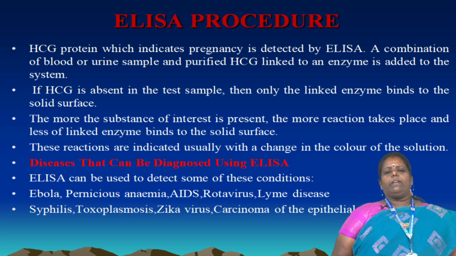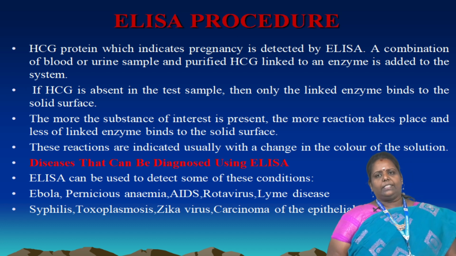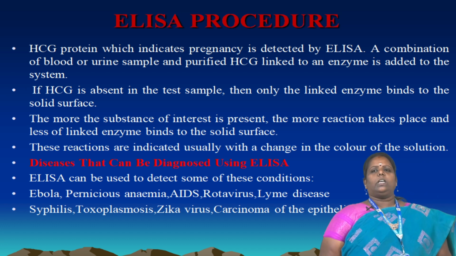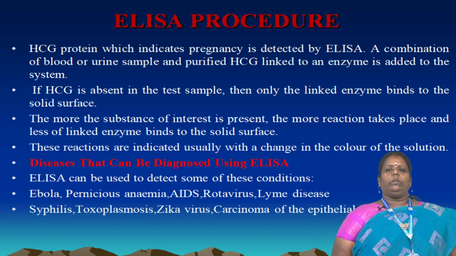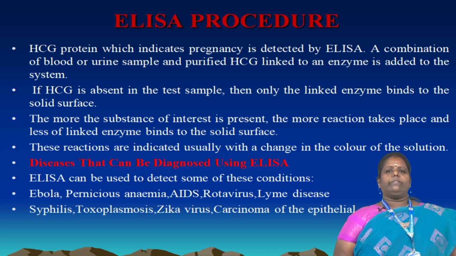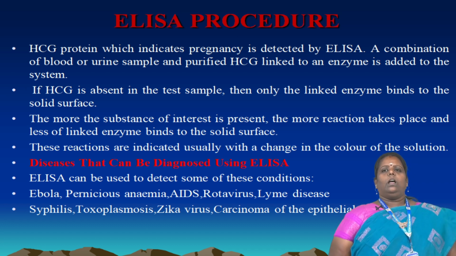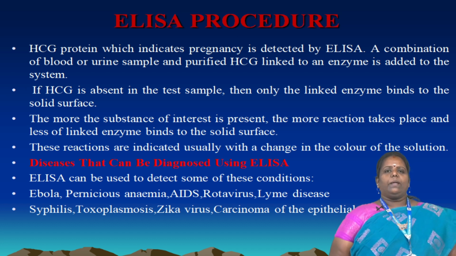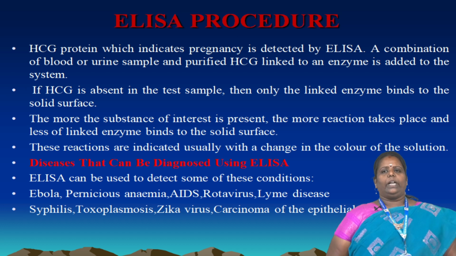What diseases can we diagnose by using ELISA? Many diseases can be diagnosed. First is ELISA itself, which can be used to detect some conditions. Ebola, one of the viruses, is one of the diseases we can identify by using ELISA. Pernicious anemia, if any person is affected by anemia, we can identify through ELISA.